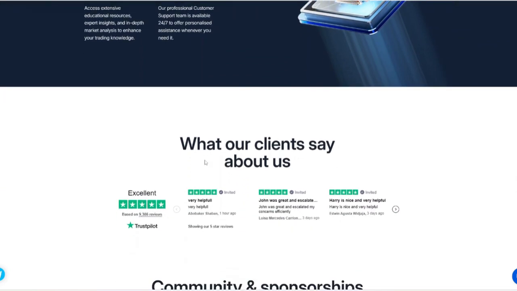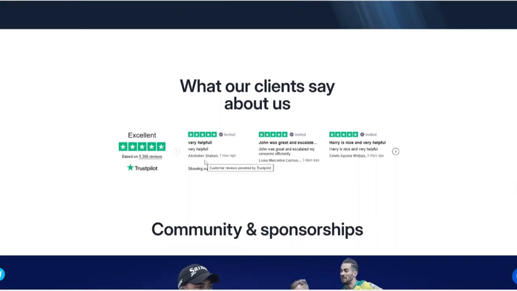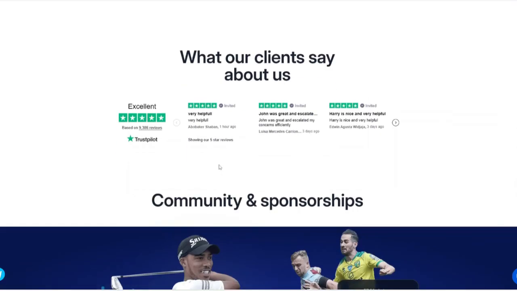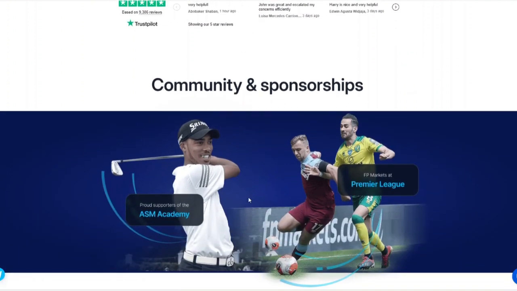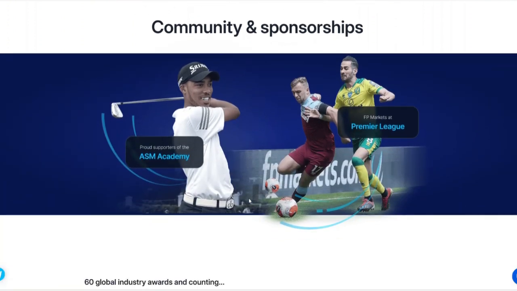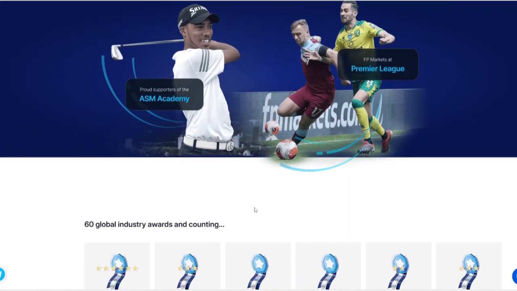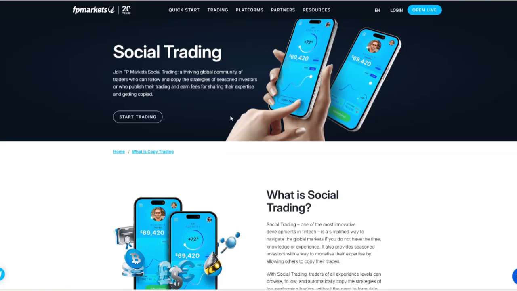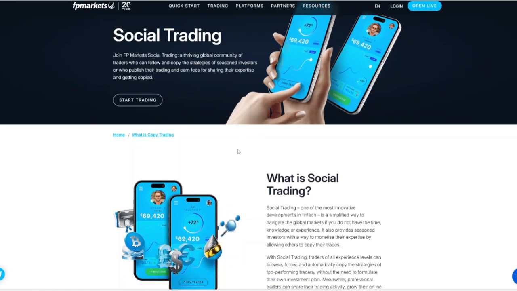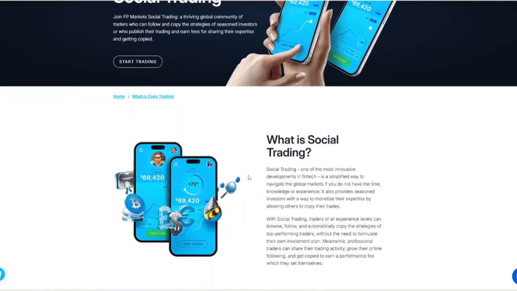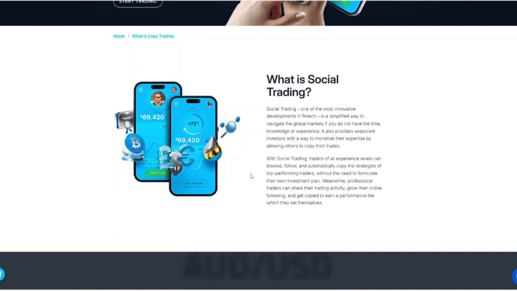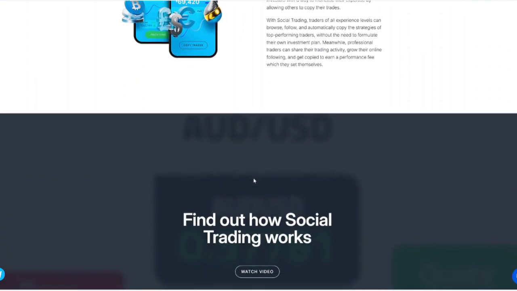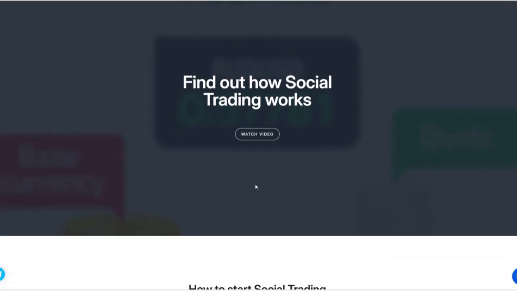Let's get started. FP Markets is a globally recognized multi-asset broker that's been around since 2005. They're known for offering trading in forex, commodities, indices, shares, and cryptocurrencies, all under a tightly regulated environment. Over the years, FP Markets has built a strong reputation for reliability, competitive spreads, and fast execution. Now, their copy trading platform, sometimes referred to as social trading, is an extension of that same ecosystem. It's designed to help traders, especially beginners or those short on time, automatically replicate the trades of seasoned professionals directly in their own trading accounts.